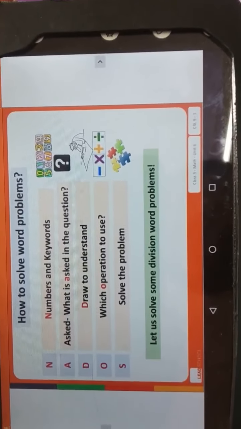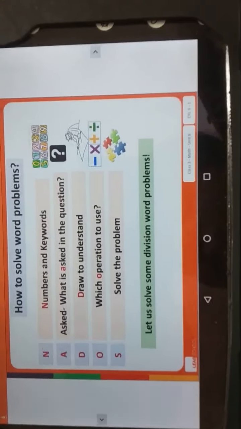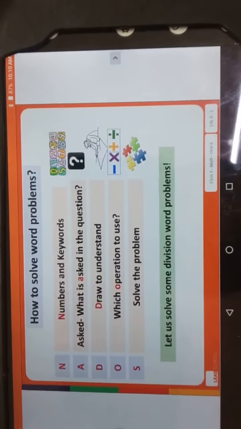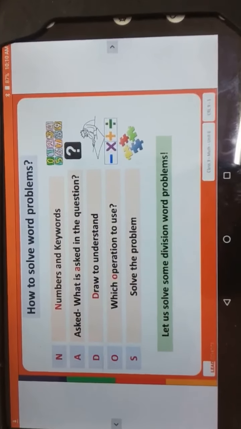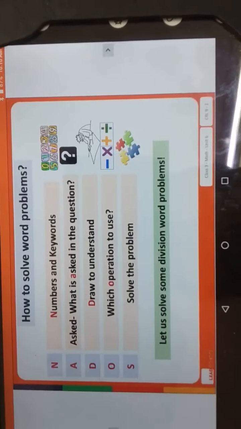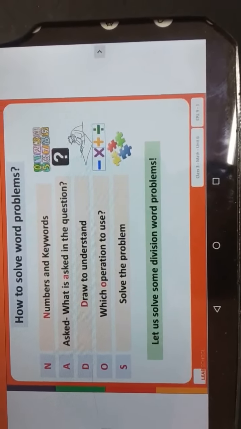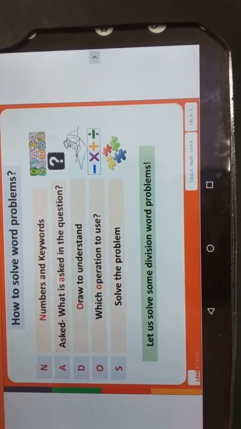So students, today we'll start how to solve word problems. Today we'll learn about how to solve word problems. In that, here is a NADOS method as well. Which method is this? NADOS method. What was the meaning of NADOS? That I'll explain to you here.